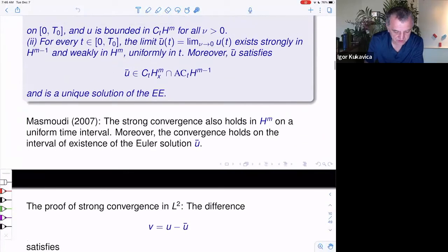However, there is a nice proof by Masmoudi in 2007 that actually strong convergence holds also in the high space H^m just by regularization. And moreover, by this paper, the convergence holds on the whole interval of existence of the Euler equations. So it's a quite satisfactory result for the domains without boundary. There are also results for rough data. Constantin and Wu proved if you have vortex patches, there is also a vanishing viscosity limit with a weaker convergence. So one can study this with high regularity or low regularity.